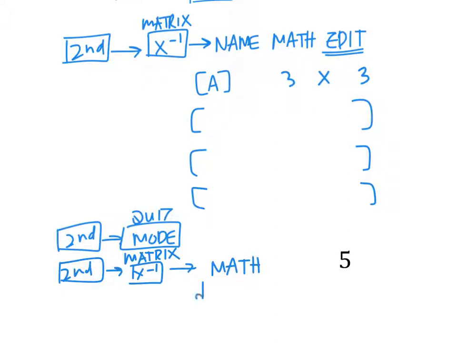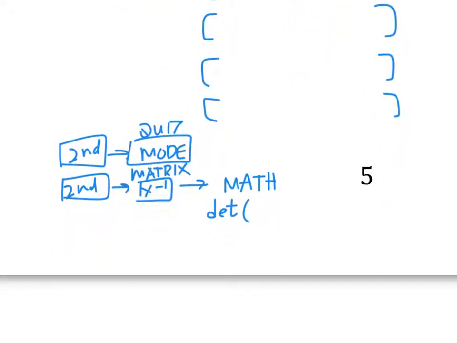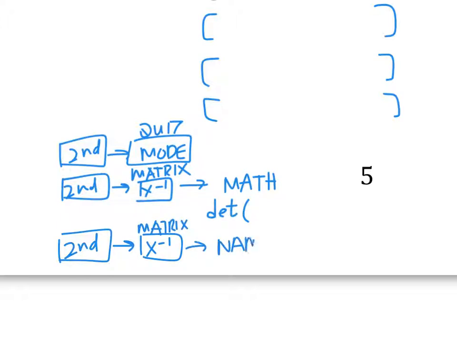Underneath math, you'll see one that says DET. DET means determinant. So press that button. Enter, and then now you're in the calculation frame. It says DET parentheses. You're going to go back and tell them which matrix you're going to choose. So second matrix again. This time you're going to go to name because you're going to use this matrix. So you're going to use name, okay, and then choose matrix A. That's where you store that matrix.